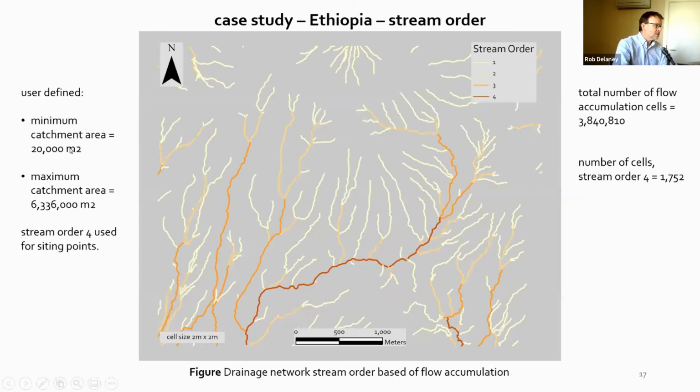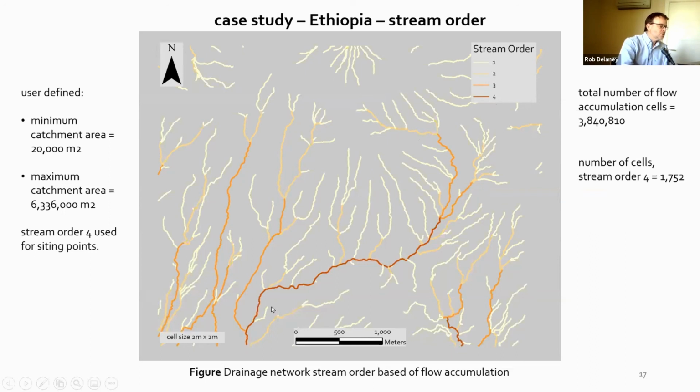The user selects the minimum catchment area and the maximum catchment area, which then creates a stream order map, and then you can decide which of those stream orders you want to consider. So in that particular example, we only considered stream order 4. But in theory, you could run the model through stream orders 3 or 3 and 4.